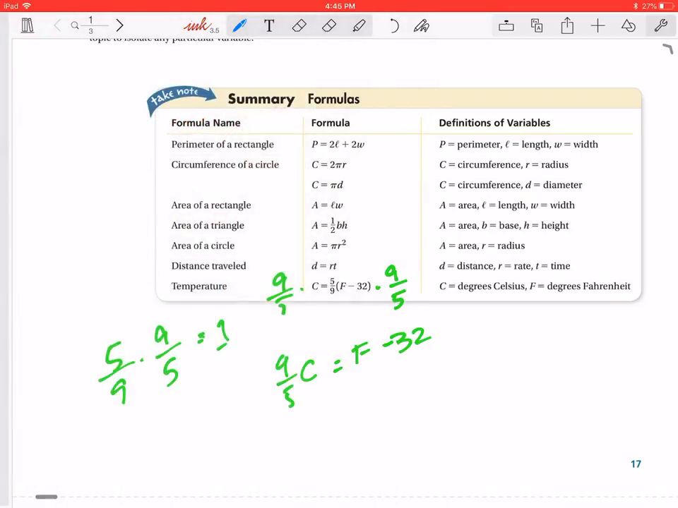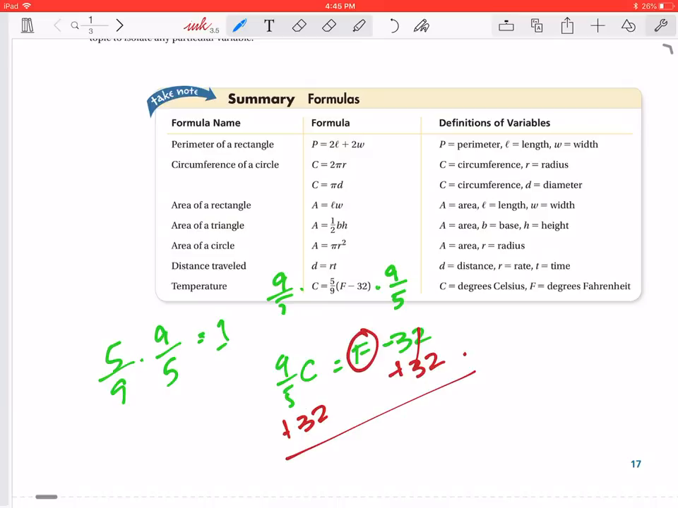Okay, now I can just simply add 32 because we want to isolate the F. We want the F by itself. So the F and the 32 term, they're being subtracted from each other. So I'm going to add, make a zero pair. I'm going to subtract it from both sides, or add it to both sides.